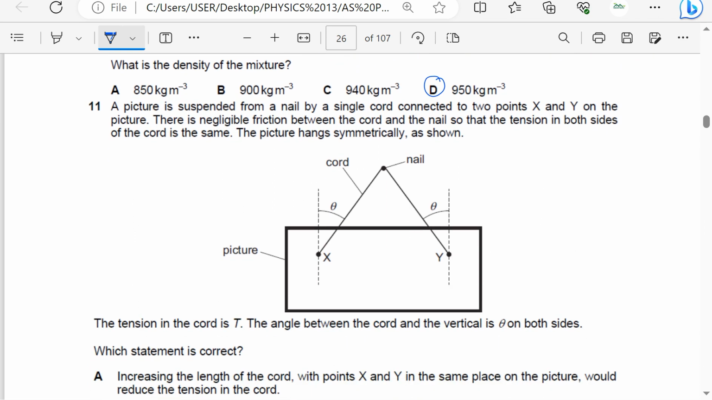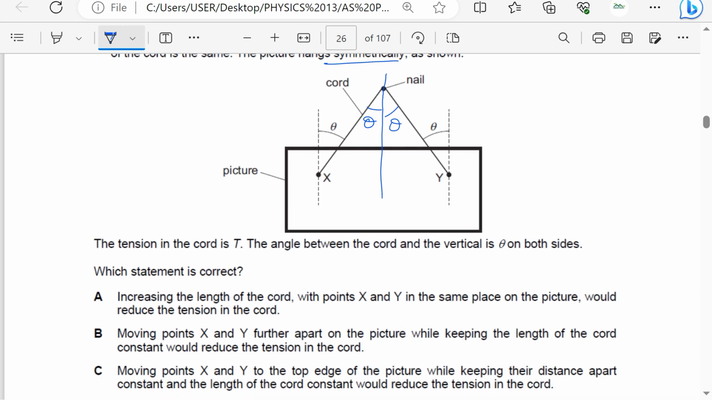A picture is suspended from a nail by a single cord connected to 2 points X and Y. On the picture, there is negligible friction between the cord and the nail, so that the tension in both sides of the cord is the same. The picture hangs symmetrically. Okay, if it hangs symmetrically, then these angles are going to be equal. So this is going to be theta, this is going to be theta mathematically.